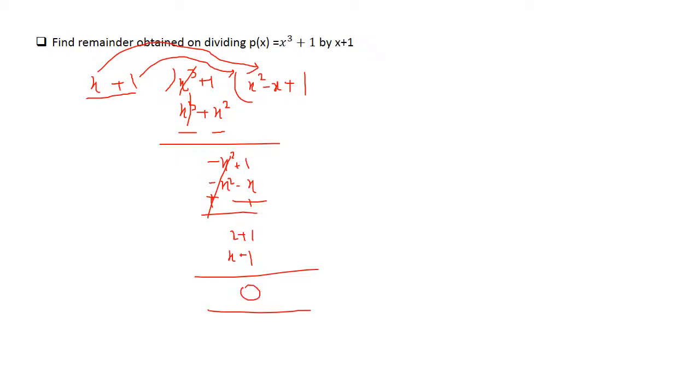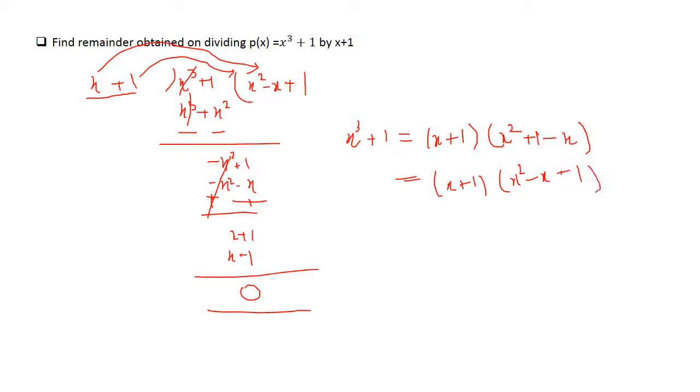So it is generally a basic identity using factorization, that is x cube plus 1 equal to x plus 1 into x square minus x plus 1. I will discuss this identity in the next lecture.